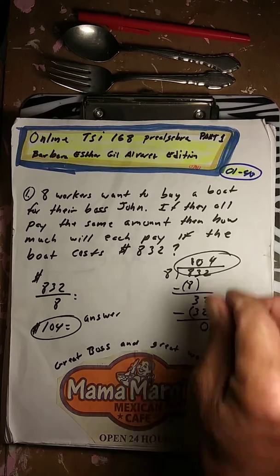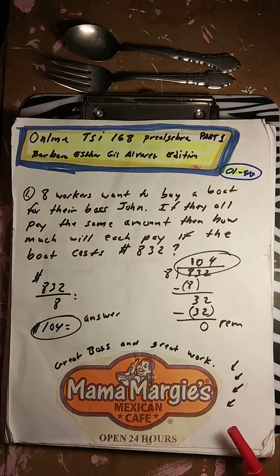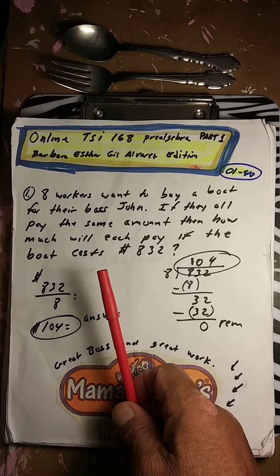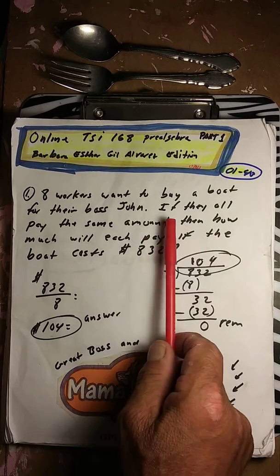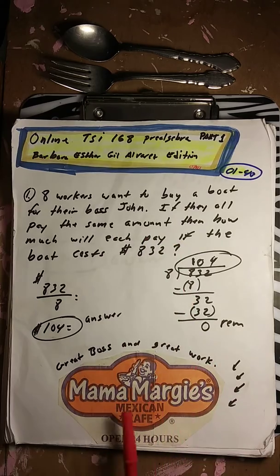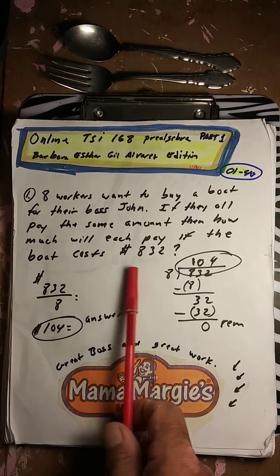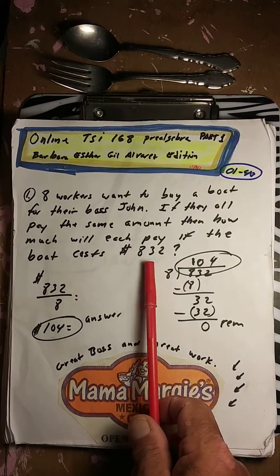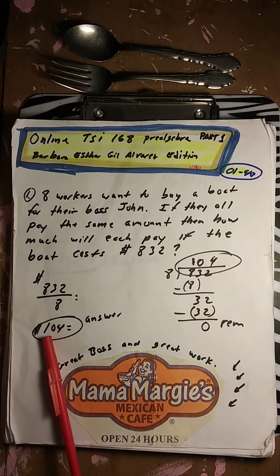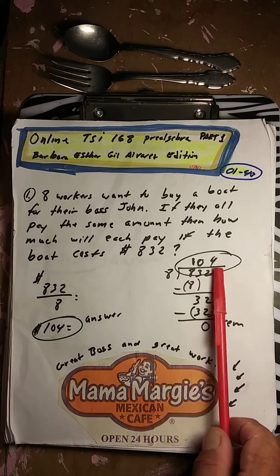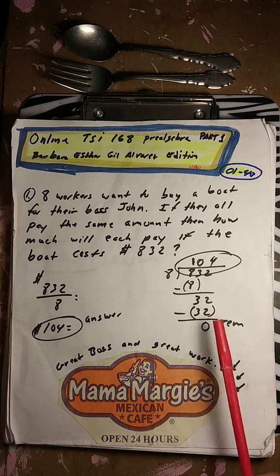8 workers. Let's start this problem here. 8 workers want to buy a boat for their boss, John. If they all pay the same amount, then how much will each pay if the boat costs $832? So, how many people? 832 divided by 8 is going to be 104. There's a long division right here to get the answer.